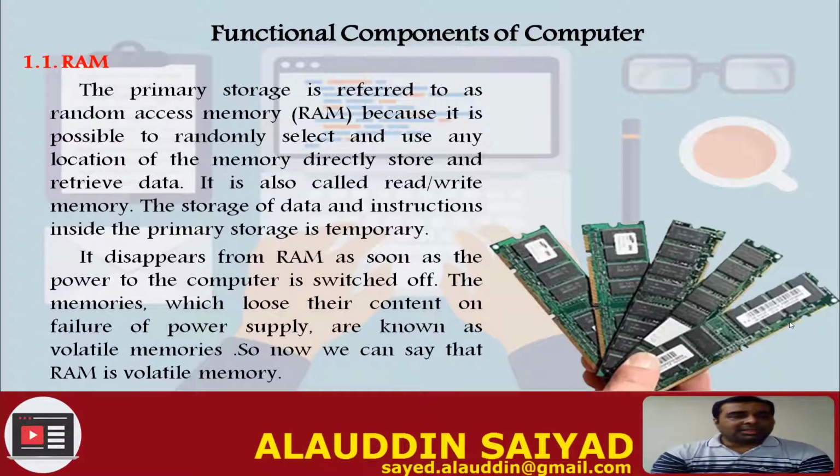The primary storage is referred to as random access memory. We call it by the abbreviated term RAM because it is possible to randomly select and use any location of the memory to directly store and retrieve data. It is also called read-write memory. The storage of data and instructions inside the primary storage is temporary. It disappears from the random access memory as soon as the power of the computer is switched off. The memories which lose their content on failure of the power supply are known as volatile memories. So random access memories are volatile memories. So now you can say that RAM is a volatile memory.